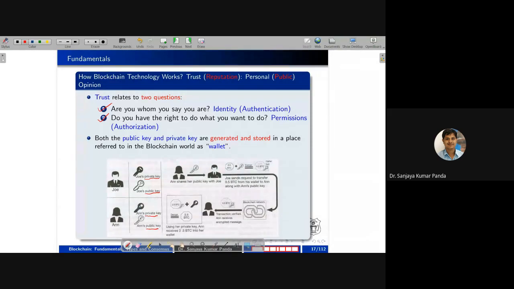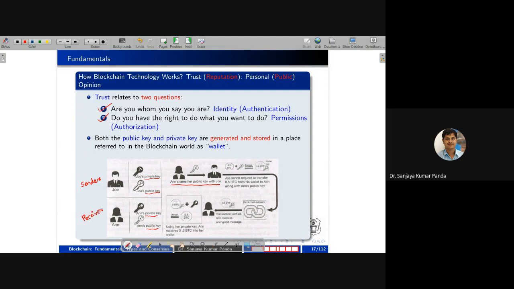And in order to make a transaction, suppose Joy wants to transfer 0.5 BTC, that is Bitcoin, to N. So what does he need? First, N has to share her public key with Joy. Suppose you want to send me an email. First you have to know my email ID. So N is your receiver, right? This is your sender. And this one is your receiver.